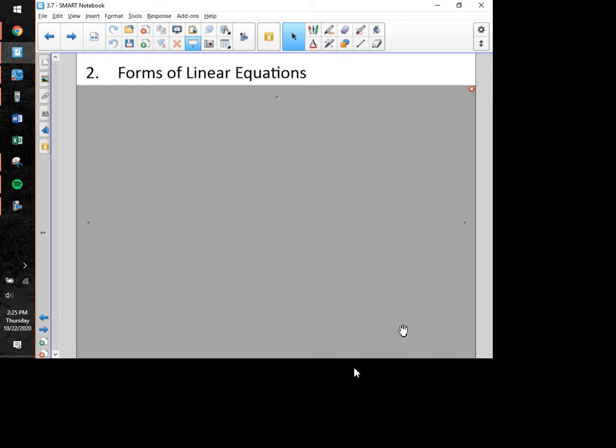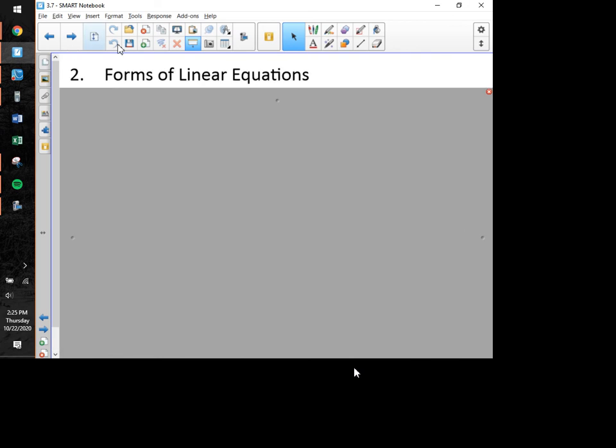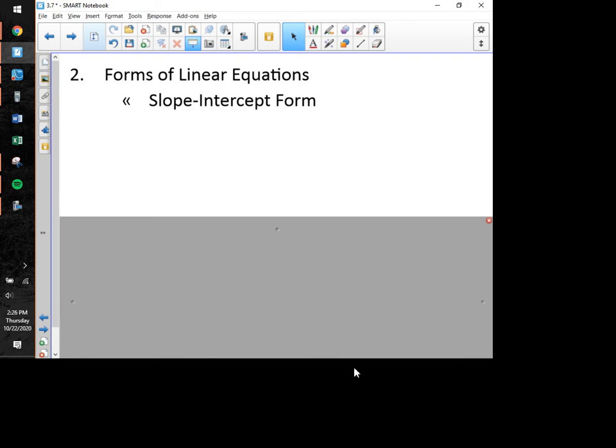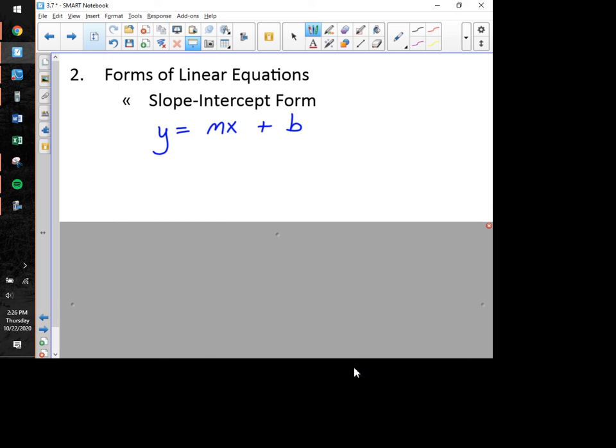Now, the one without question that geometry students are the most familiar with, and therefore the one you guys like the most, and it's also the most useful of the three we're going to learn, is slope-intercept form. So I'm hoping just hearing that name makes you remember it a little bit. The general equation for slope-intercept form is y is equal to mx plus b. So again, I'm hoping you guys recall that one already.